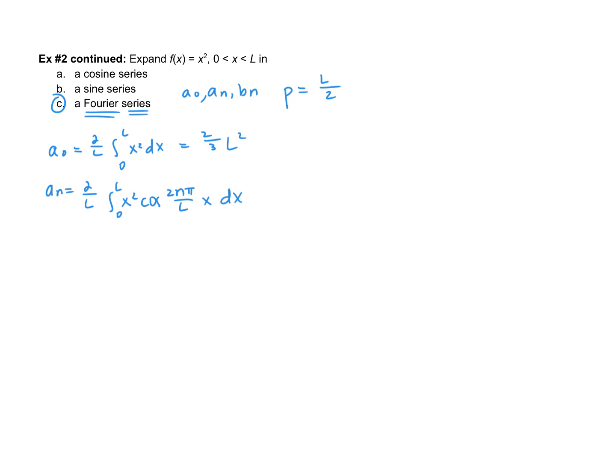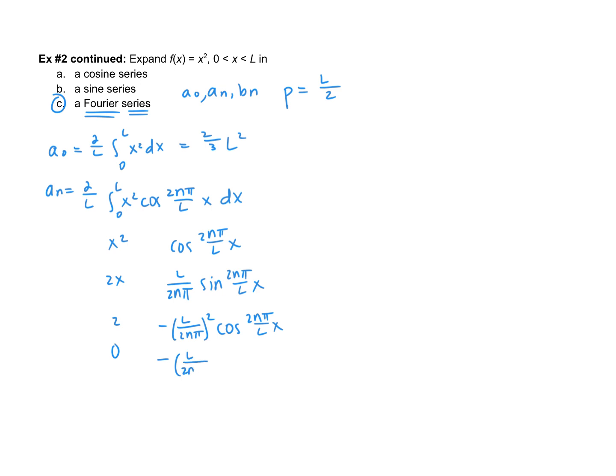So we have x squared, 2x, 2, and 0. I have my cosine of 2n pi over L x, which I'm going to integrate. That gives me L over 2n pi sine of 2n pi over L x. I then have negative L over 2n pi, that quantity squared, cosine of 2n pi over L x. And finally, integrating one last time, I get negative L over 2n pi, that quantity cubed, sine of 2n pi over L x. So looking at our diagonals, remember keep the sign, flip the sign, keep the sign.